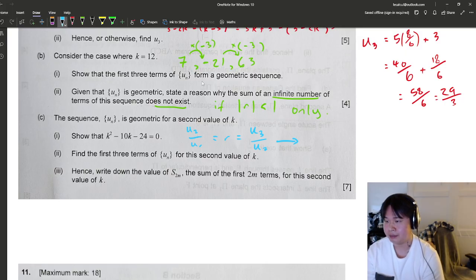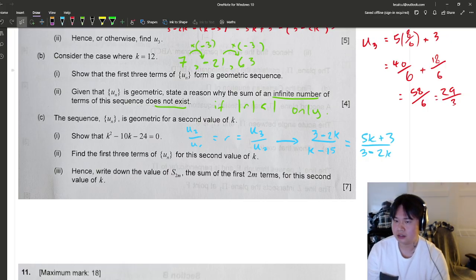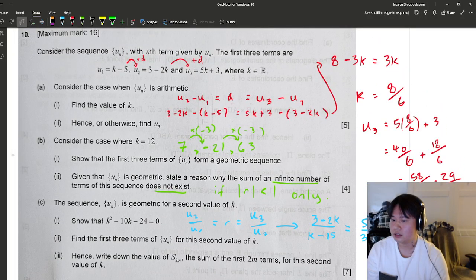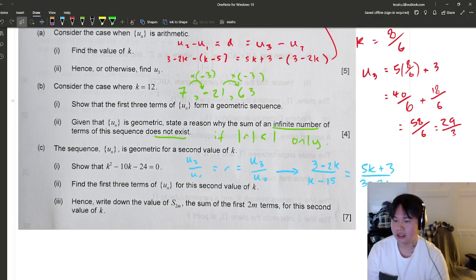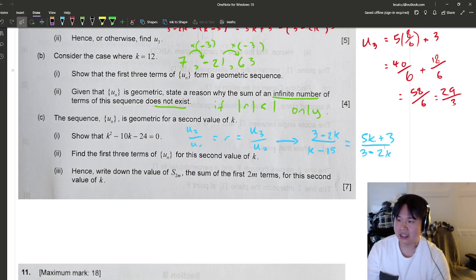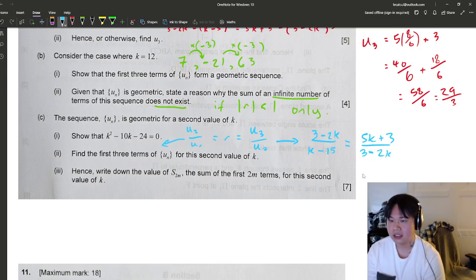Okay, so that means that we have, crap, I forget what they are. k minus 5, 3 minus 2k, 3 minus 2k, and 5k plus 3, maybe? Yeah, okay. So plug it in, and then we just manipulate it, and then you'll end up with our quadratic here. How do we do that?